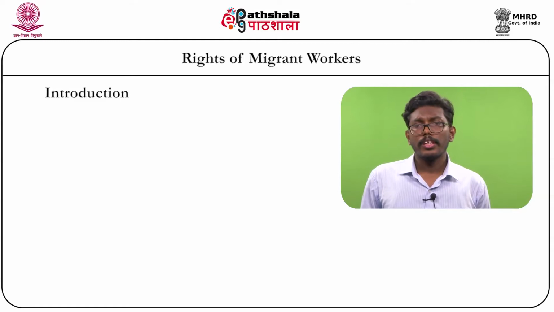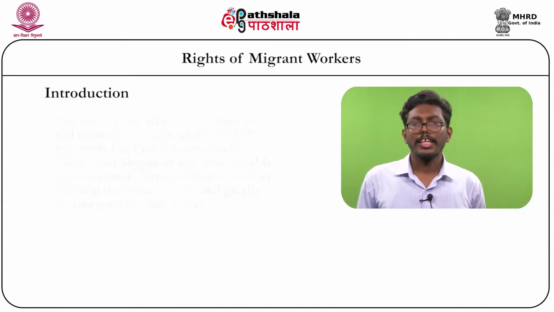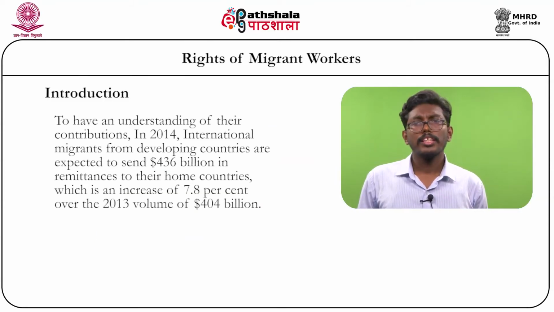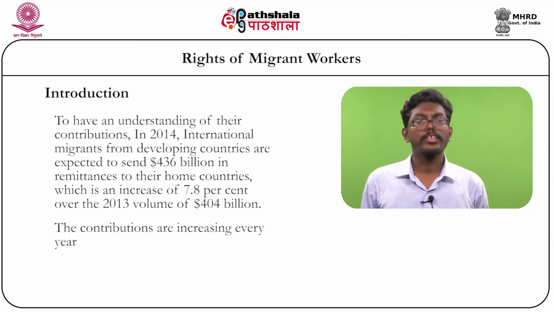And on the other hand, the world's 10 richest economies by real gross domestic product, or RGDP, per capita, like Qatar, Luxembourg, Macau and Singapore, have sizable populations of foreign migrant workers that have contributed greatly to their growth. In the following table, you will find the statistics provided by the World Bank. To have an understanding of their contributions, in 2014, international migrants from developing countries are expected to send $436 billion in remittances to their home countries, which is an increase of 7.8% over the 2013 volume of 404 billion, and these contributions are increasing every year.